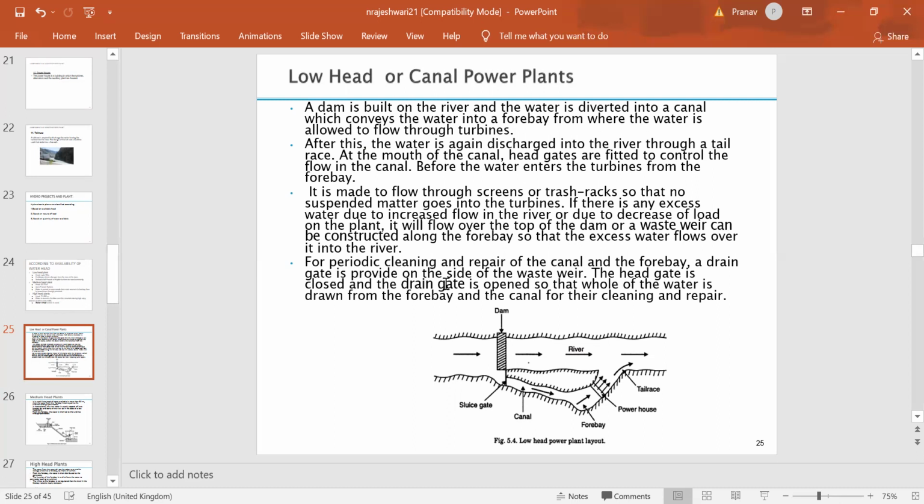For periodic cleaning and repair of the canal and the forebay, a drain gate is provided on the side of the waste weir, and the head gate is closed and the drain gate is opened so that the whole water is drawn from the forebay and the canal for cleaning and repair. So this is all about the low head or canal power plants.